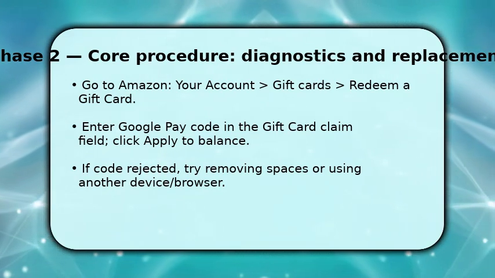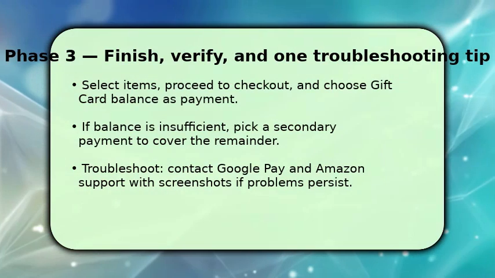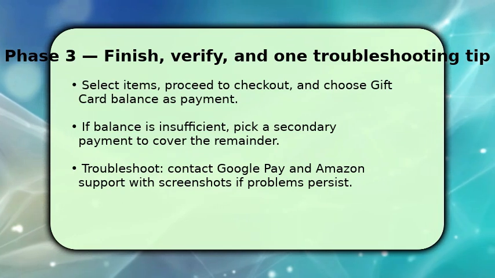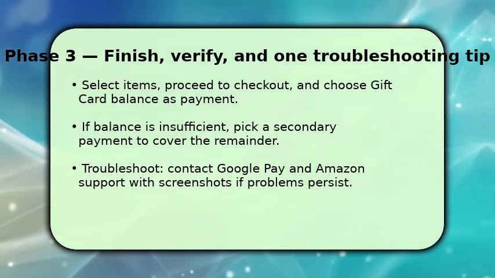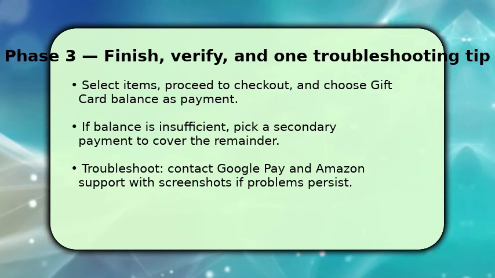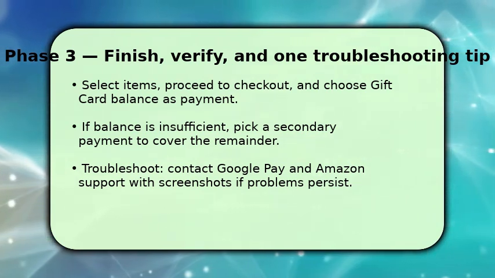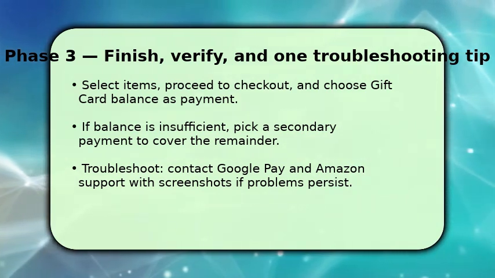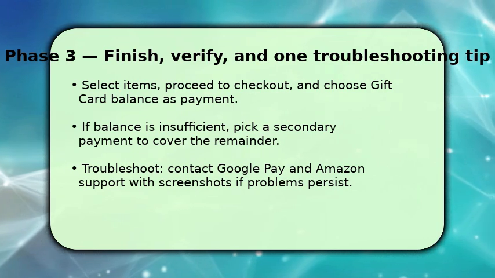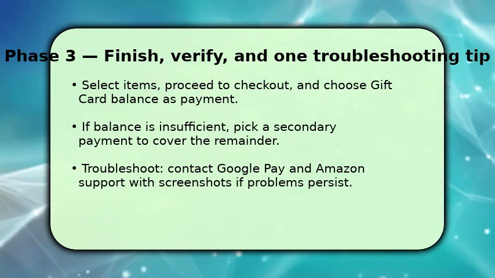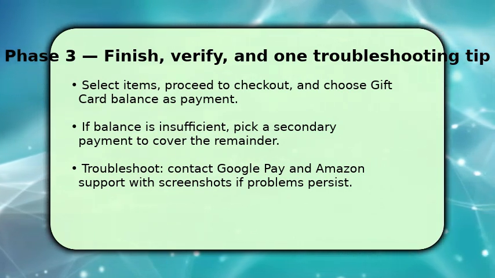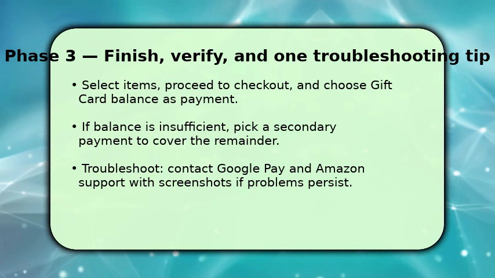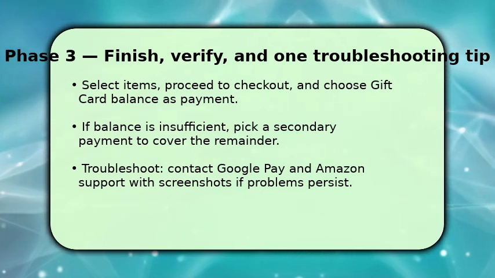You now shop and proceed to checkout, selecting your Amazon gift card balance as the payment method when prompted. This uses the redeemed Google Pay funds. If the balance doesn't cover the full order, make sure to choose your backup payment to cover the remainder, then place the order. If you encounter errors, capture screenshots of the Google Pay code, Amazon error messages, and your balance. Contact support at Google Pay and Amazon with those images.